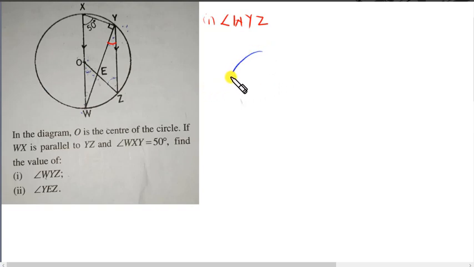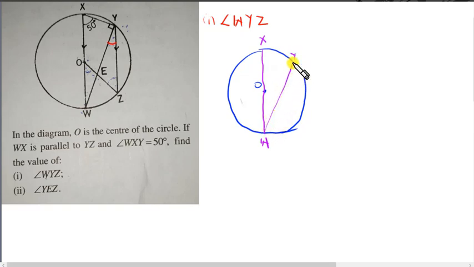Let me draw the diagram here so that I don't mess up the original diagram. If you look at the diagram, that is how it is. We have the center O here, and then we have some points. We have the point X to W, that is the diameter running through the center of the circle. So we have X here, and we have W here. Then we also have another point here, Y. Then we have a line from W to Y. Then from the center we move to the Z. Then from Y we move down here.